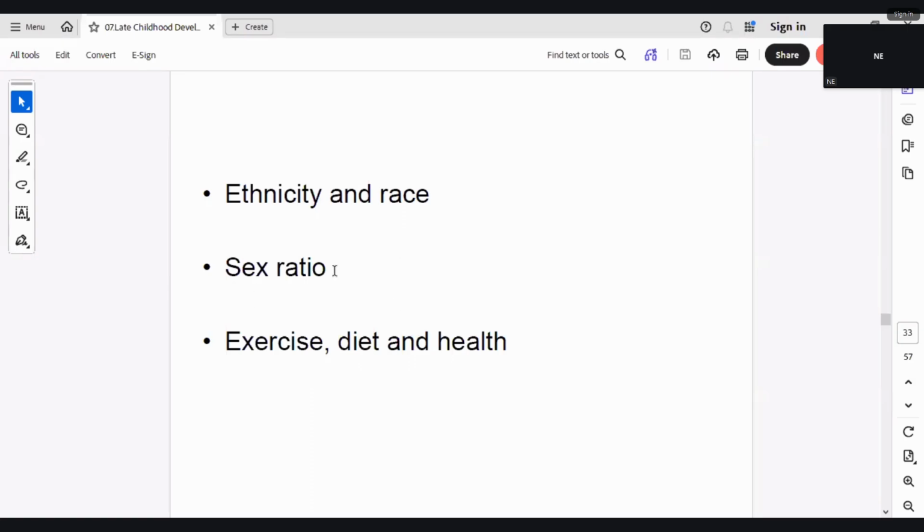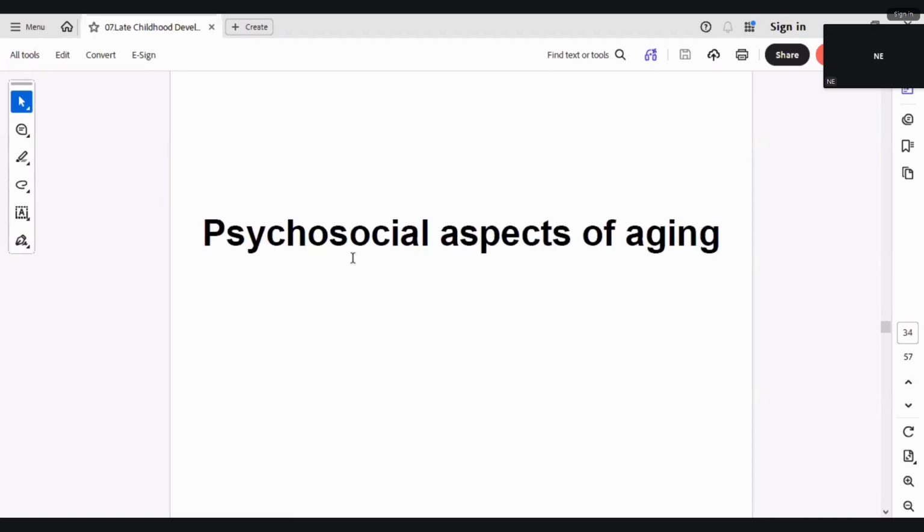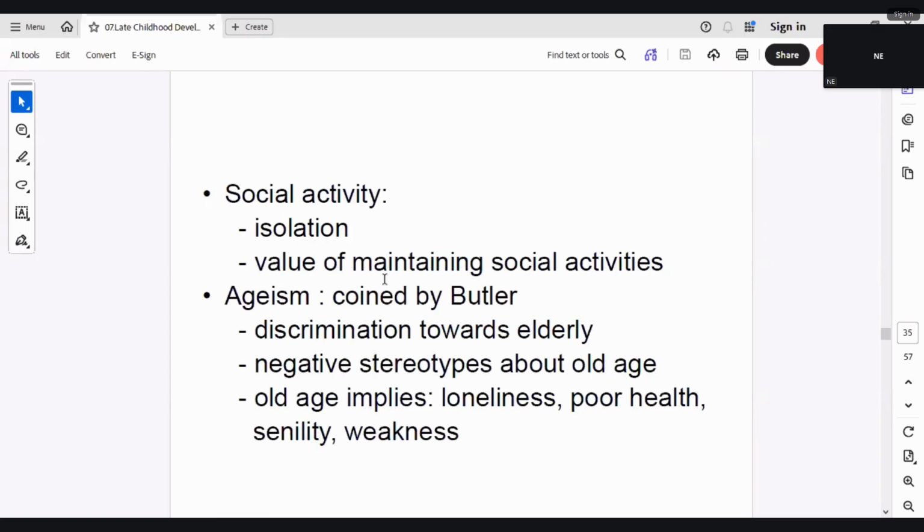sex ratio, where women tend to outlive men, and you see that phenomenon in nursing homes. If you visit a nursing home, you would see a lot more women than men. And how exercise, diet, and health can affect these as well. The psychosocial aspects of aging are interesting because of how socially integrated that elderly person is, are they isolated, and what is the value of maintaining social activities?